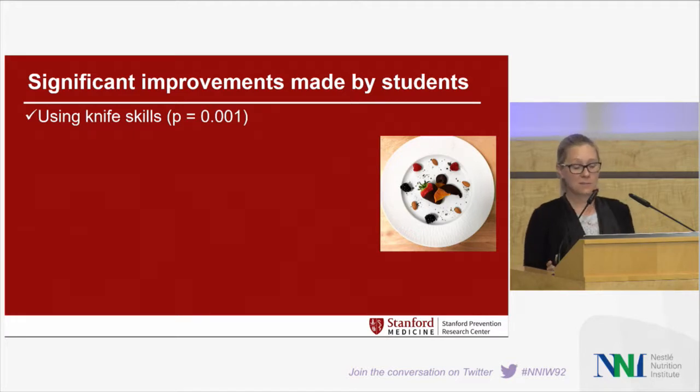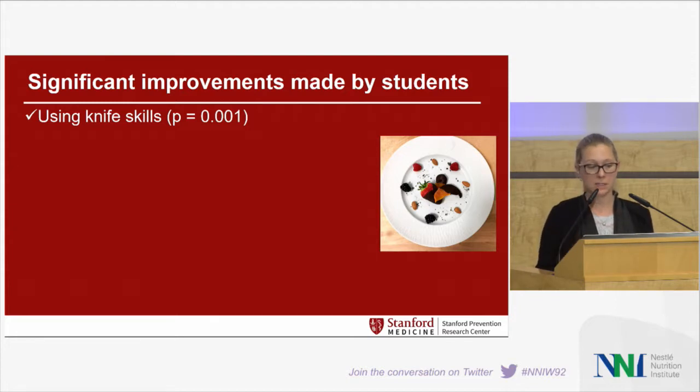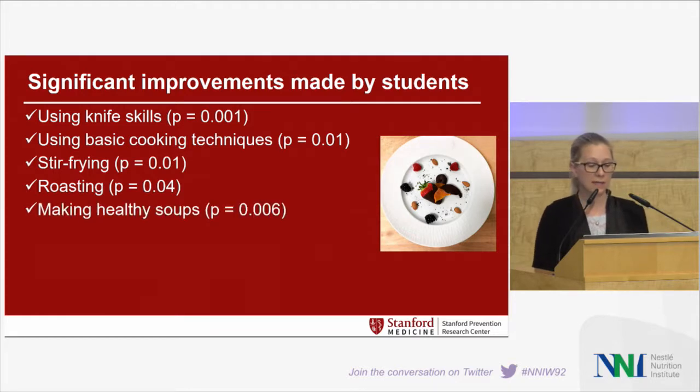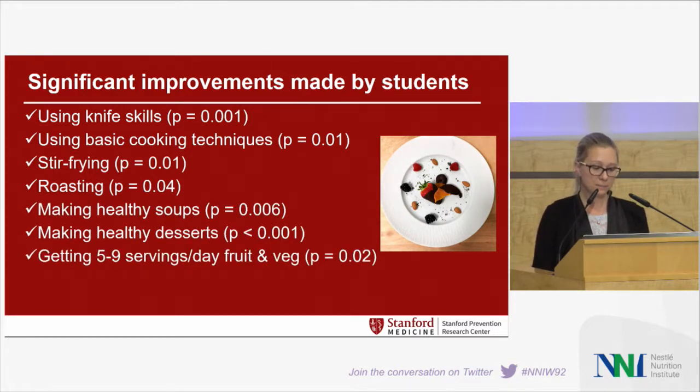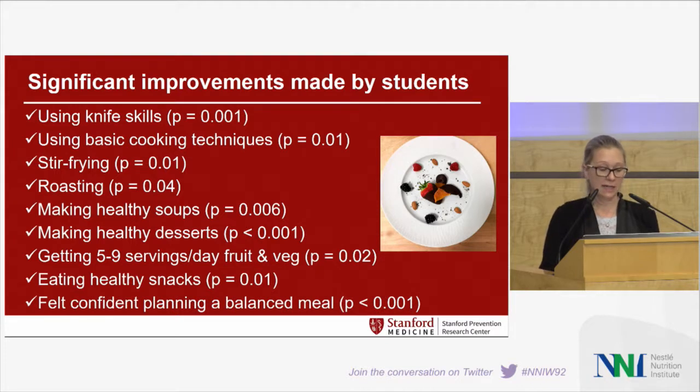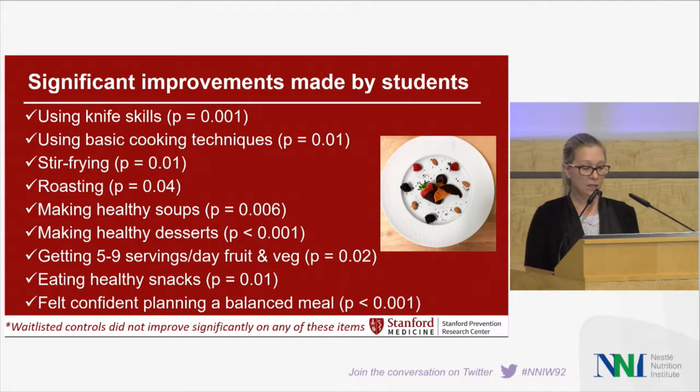But the students in the course for the first session that we ran made a lot of significant improvements, and this is just a very preliminary analysis. I'm working on doing the analysis of all 3 classes that we've run to publish in a manuscript. But the students, compared with their own baseline, made significant improvements in using knife skills, basic cooking techniques like stir frying, roasting, making healthy soups and desserts. Personally, they said that they got in 5 to 9 servings of fruits and vegetables a day more often. They were better at eating healthy snacks and felt confident in planning balanced meals. And notably, the waitlist controls didn't improve in any of those items.